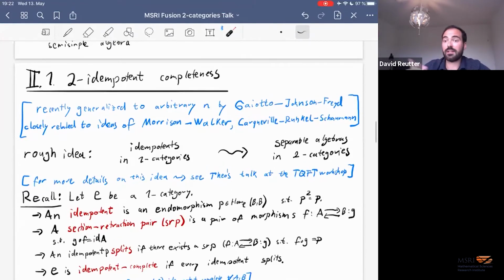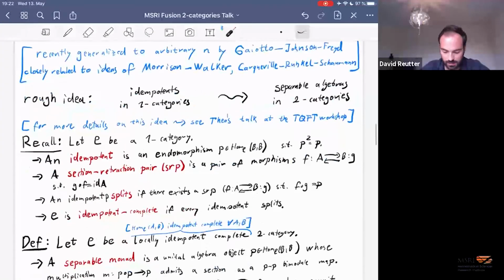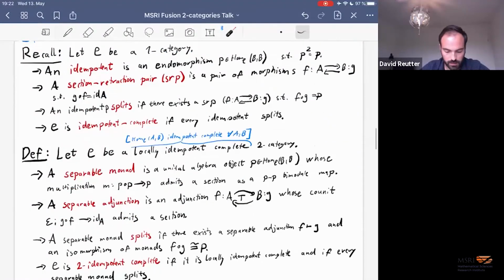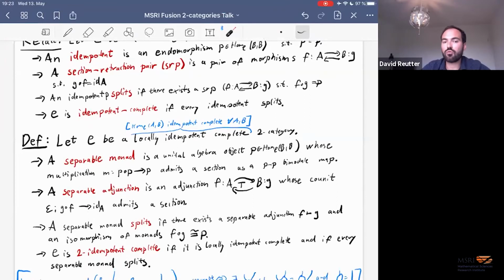So our task now is to categorify that notion. And here's the definition that we're using. Let's assume C is already locally idempotent complete, so that all the Hom categories are idempotent complete. That gives a nicer world to work in here. A separable monad is a unital algebra object, P, in Hom(B,B), whose multiplication map admits a section as a P-P bimodule map. If you have a two-category with a single object, such as a monoidal category, then this will precisely match up with the notion of separable algebra.